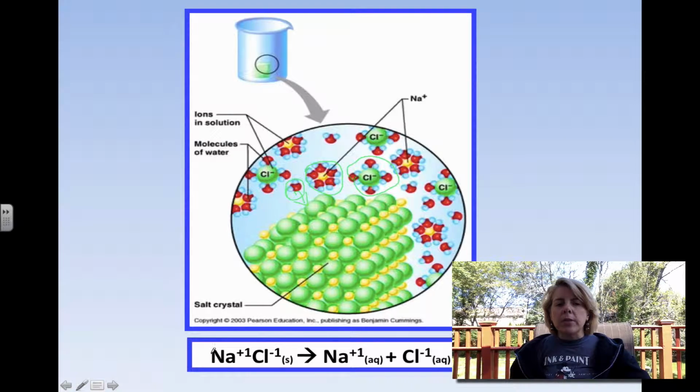At the bottom here is a dissociation equation. We have sodium chloride, and notice that it separates out into sodium 1 plus and chlorine 1 minus.